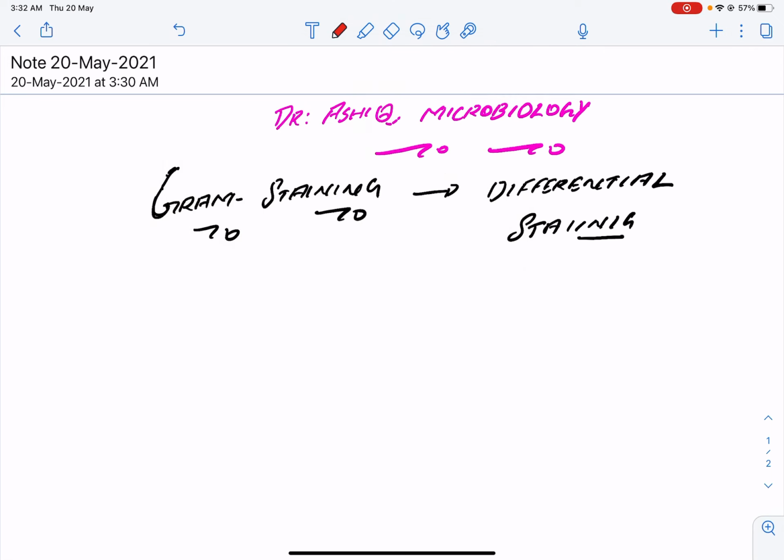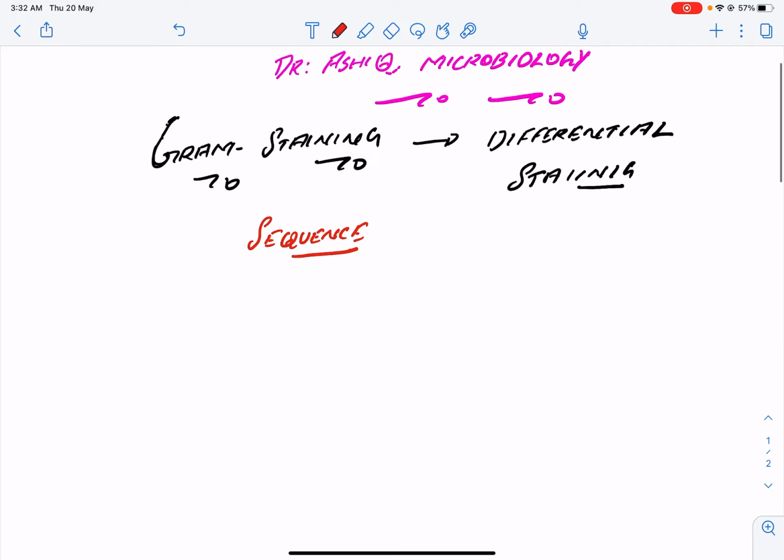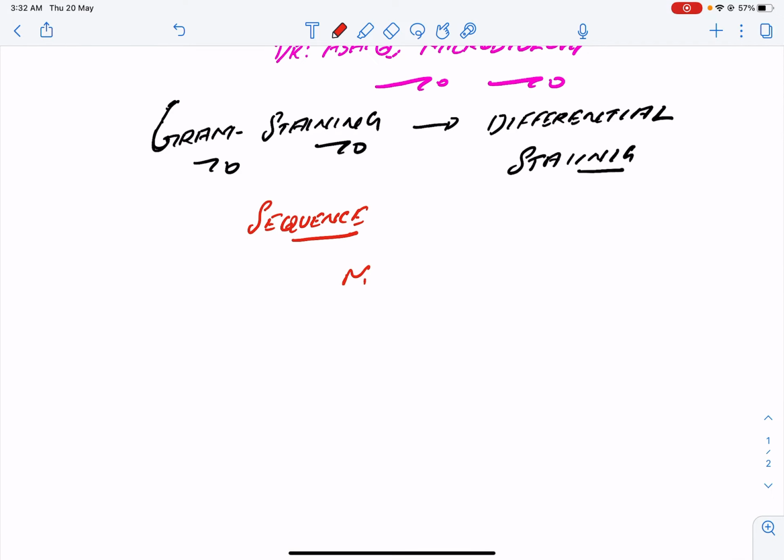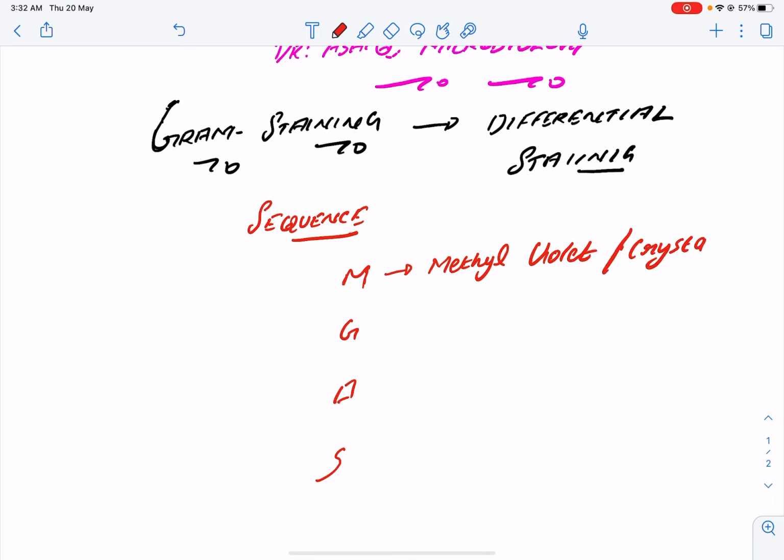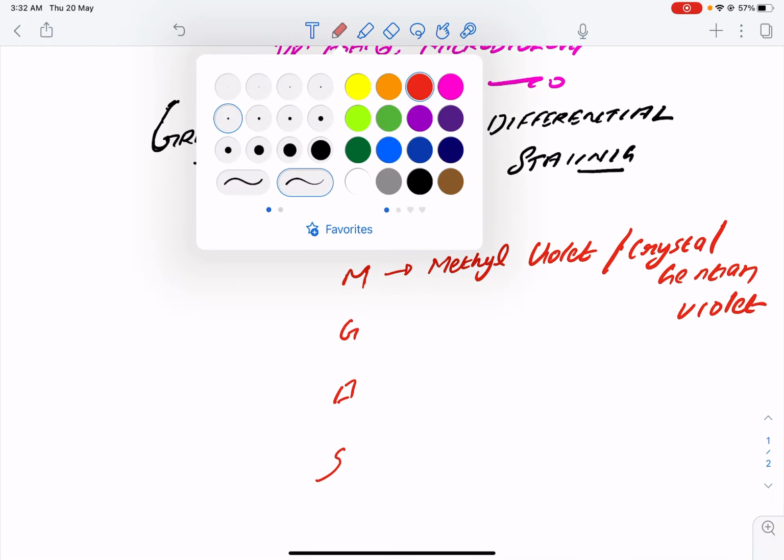Next thing we have to know is that there's a sequence for it, right? From the lower class we have been hearing there is a sequence for this gram staining. To remember, use the mnemonic M GAS. Here M is for methyl violet, or you can use crystal violet or gentian violet. That is the primary stain we use here.